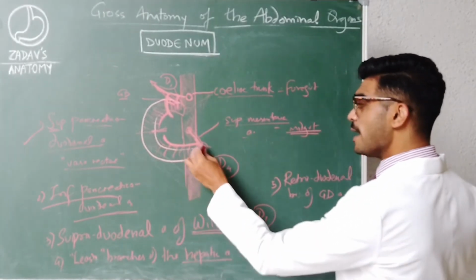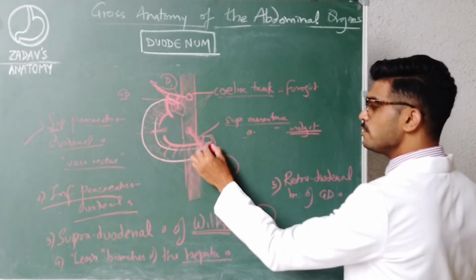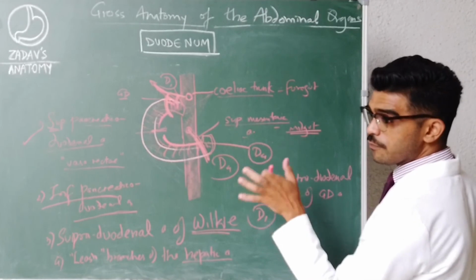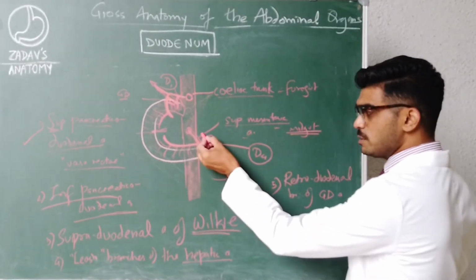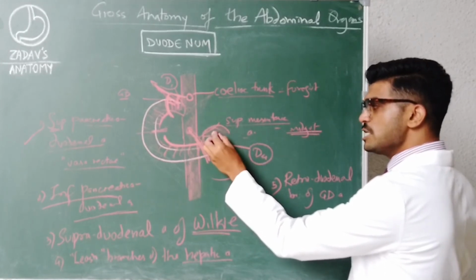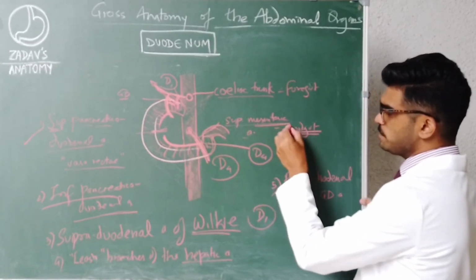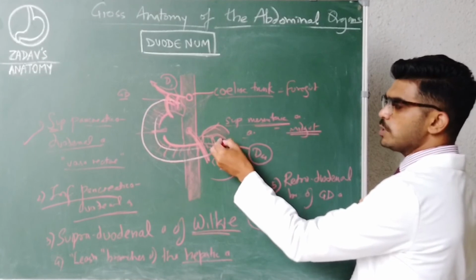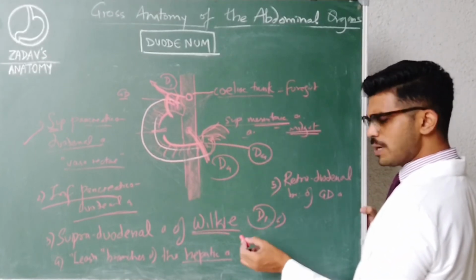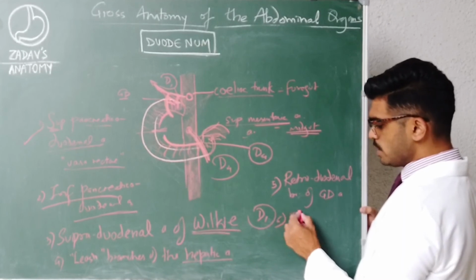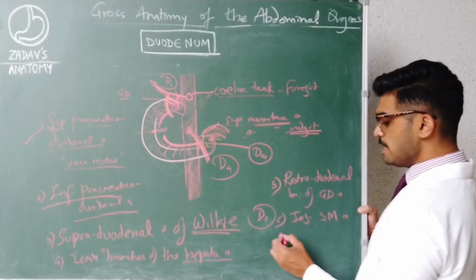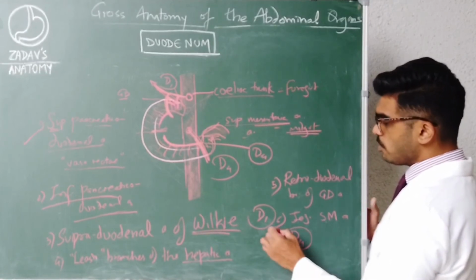Finally, we also have this little fellow, the fourth part, which also gets supplied by jejunal branches, because the duodenum continues as the jejunum somewhere over here. So the jejunal branches, which are nothing but branches of the superior mesenteric artery, also end up supplying the fourth part of the duodenum. So you just might want to add that there are also jejunal branches of the superior mesenteric artery supplying the fourth part of the duodenum.